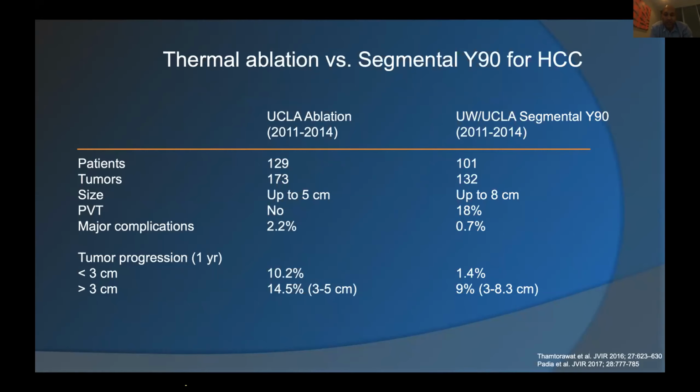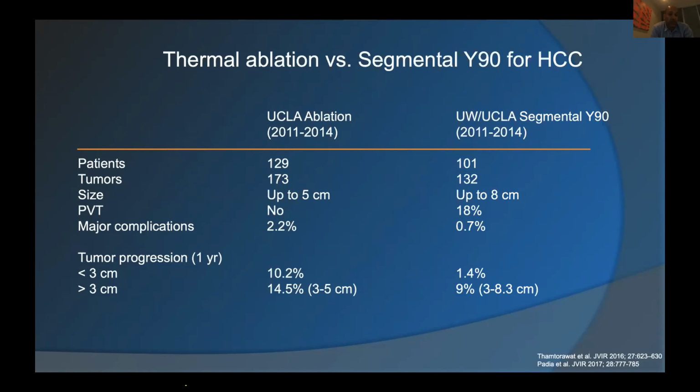The major complication rate is 2%. You can certainly have subcapsular hematomas or bleeding or bowel injury from an ablation. And so while it was still low, a 2% major complication rate is always something you want to be mindful of. The other thing is that tumor progression was 10% at 1 year for tumors less than 3 centimeters.